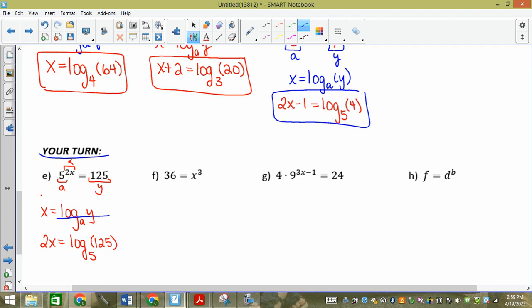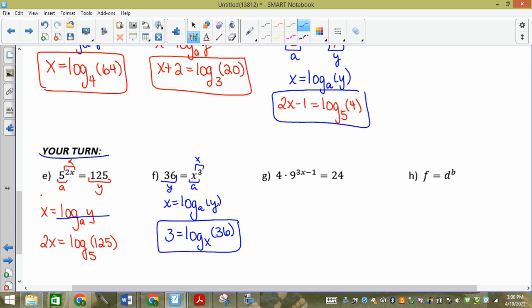Okay, this one is a, x, y. And then I get x equals log base a of y. So I'm going to get 3 equals log base x of 36. It's really hard to make your brain sometimes work around it when it has x's in it, and then you can't put the x in the x spot.